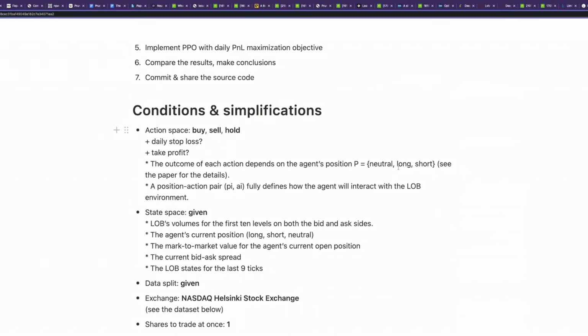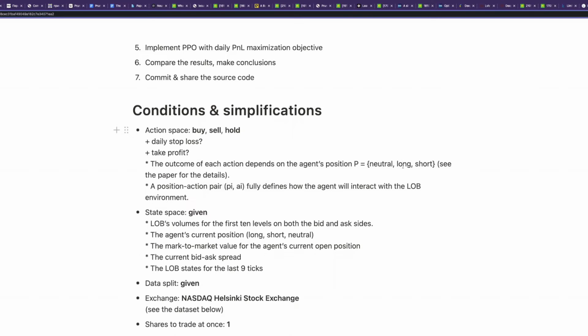Long expects the price to grow. Short, on the contrary, expects the price to drop so that the buy price will be lower than the sell price. A position-action pair, meaning in which position the agent resides and which action the agent decided to do, will define how the agent will interact with the environment. If the agent is neutral, it can either buy or sell. If it buys, it goes long. If it sells, it goes short. Then the following positions correspondingly are long.